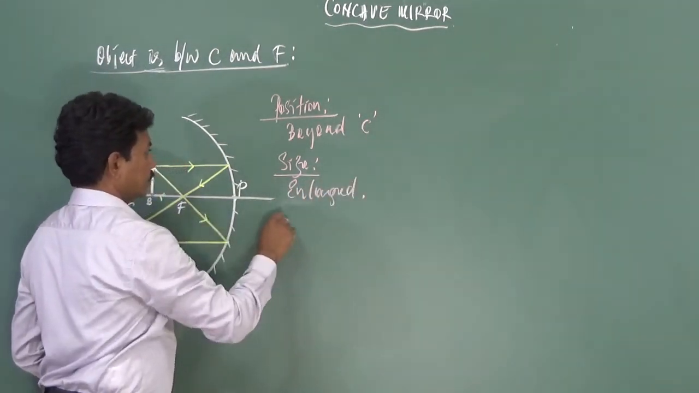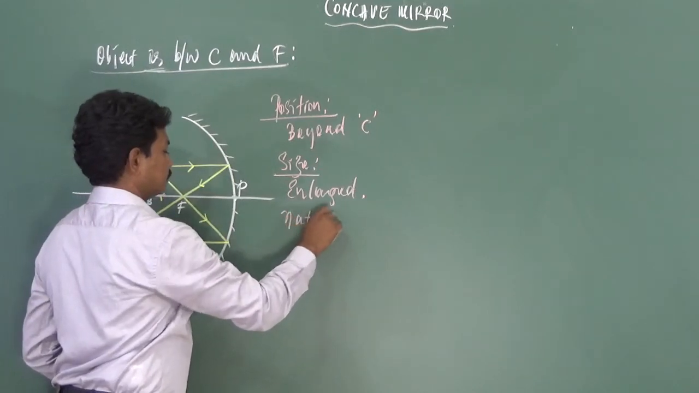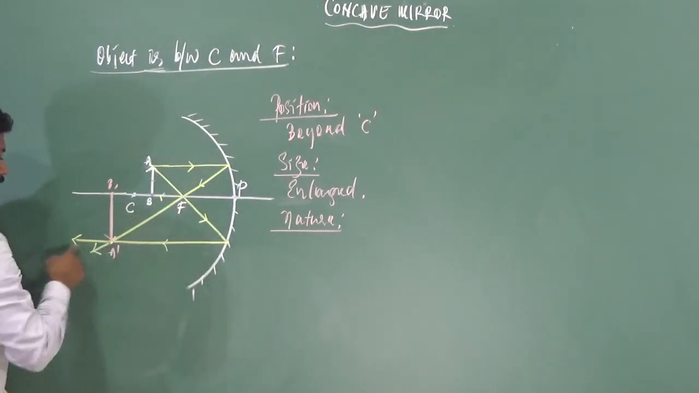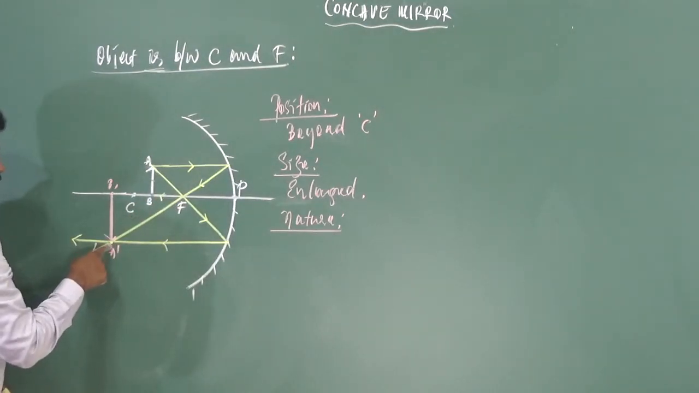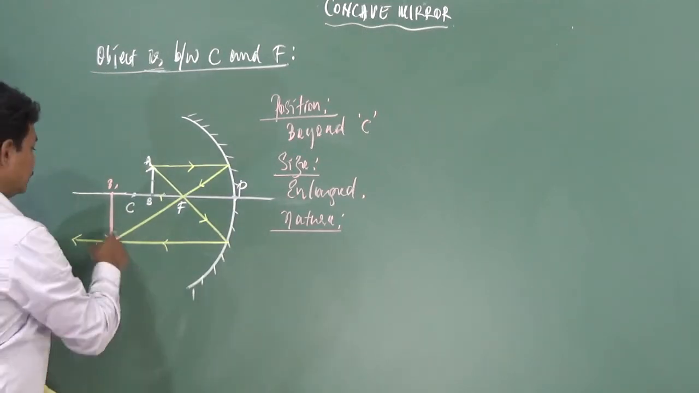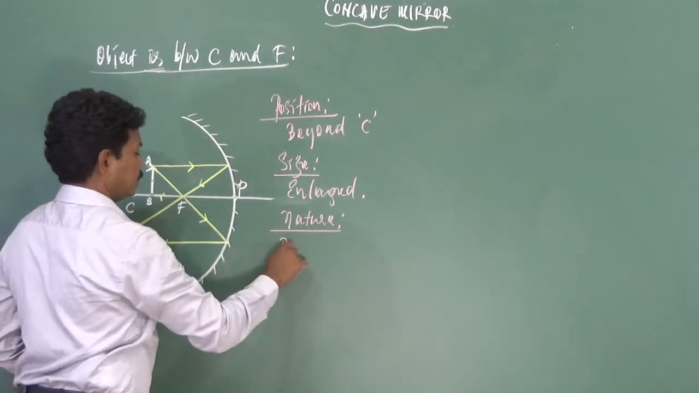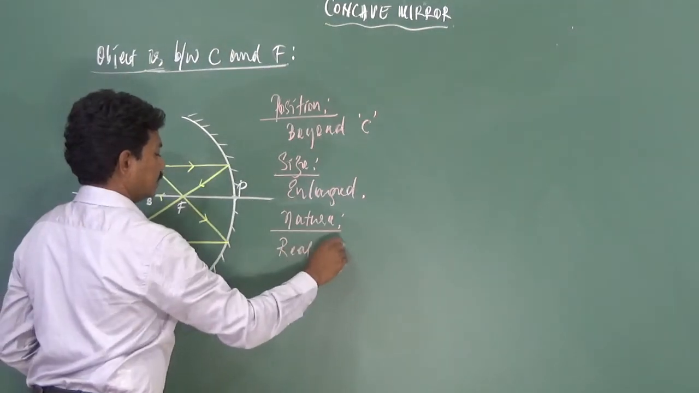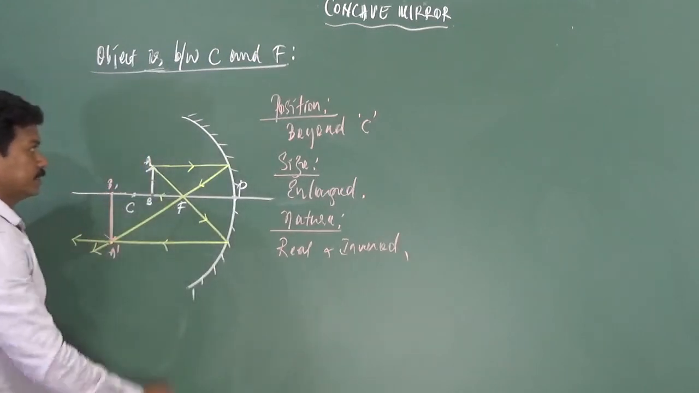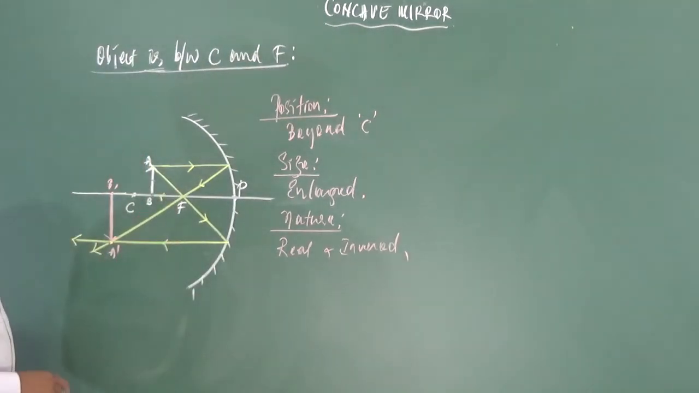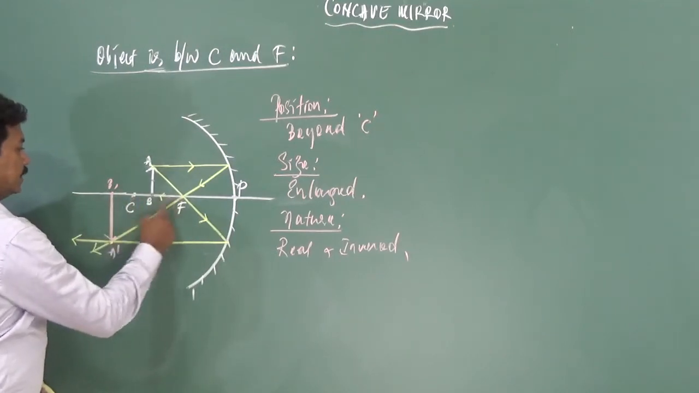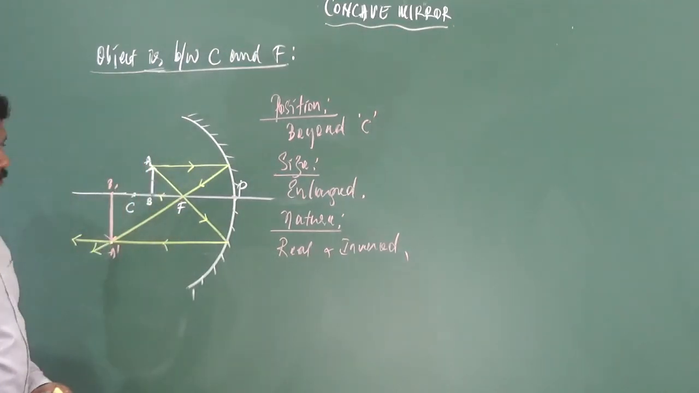Then we will go with the nature. Here the two light rays actually meet at this point, and the image is formed at this point. Therefore, the image will be a real image. Real images are always inverted. So real and inverted. This is regarding the image of an object which is placed in between C and F. This is very important.